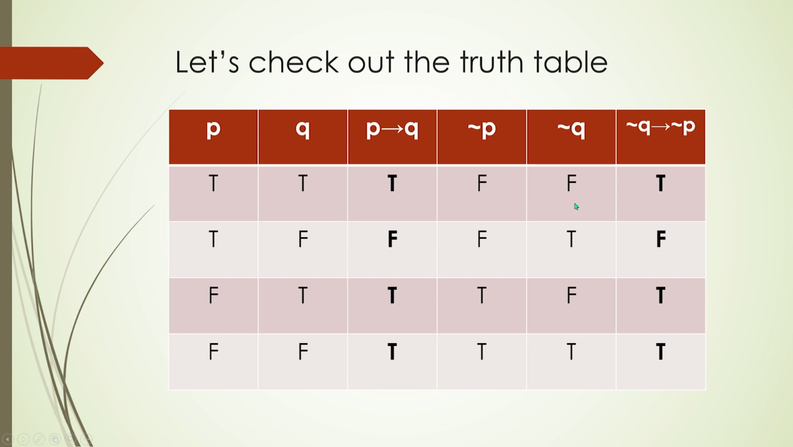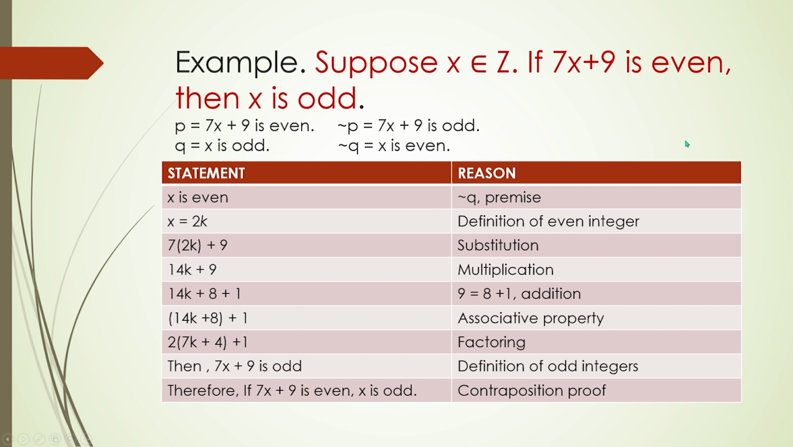And you can see here, right? They are 100% the same. That's why P implies Q is the same or equivalent to not Q implies not P. Now let's have some example of doing a contrapositive or contraposition in proving a statement.